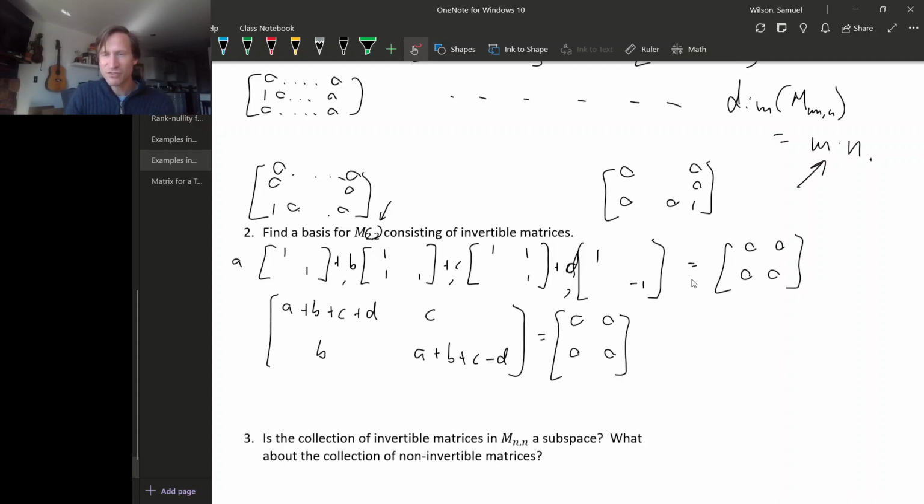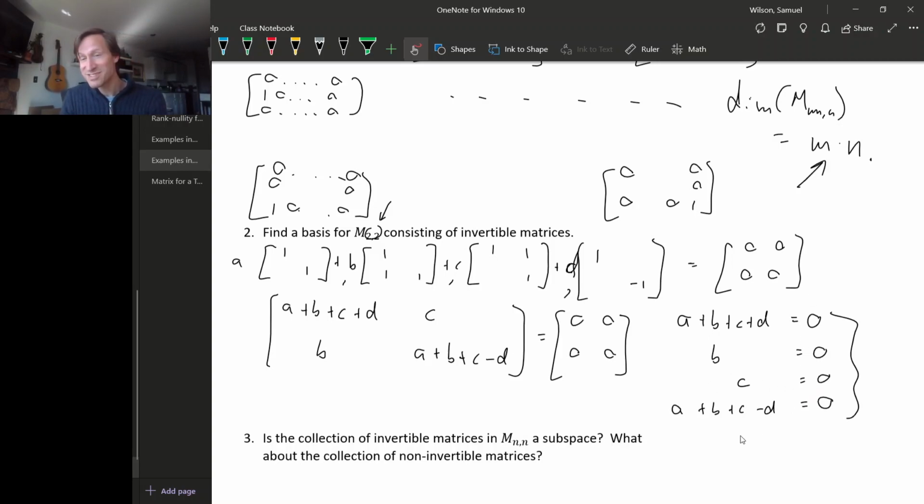And notice that this gives us 4 equations. This gives us the equation A plus B plus C plus D equals 0. The lower left corner gives us the equation B equals 0. Upper right gives us C equals 0. And then lower right gives us A plus B plus C minus D equals 0. Now you can see this turns out to be just a system of linear equations in A, B, C, and D. So we could write the augmented matrix for this system and then row reduce it to see what sort of solutions we get.